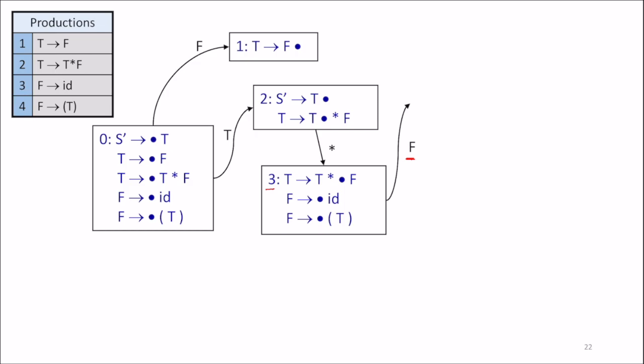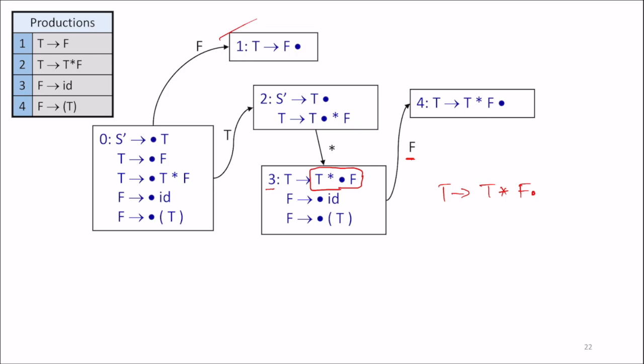So let's look at where are the cases where the dot is before an f. We can see that this is the only case, so I would go t goes to t times f dot, and as we know from having done it before, like over here, that once you have a dot at the extreme right, the closure doesn't produce any new elements for you. So we do get a new state, a new set. This set contains just one dotted item, and that state we're going to call 4.